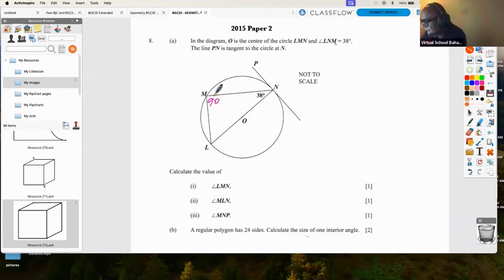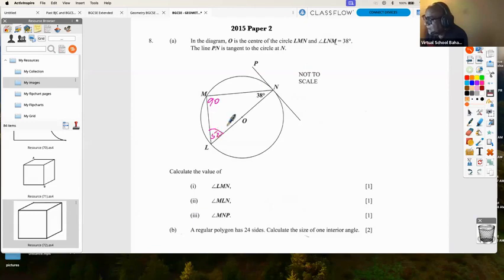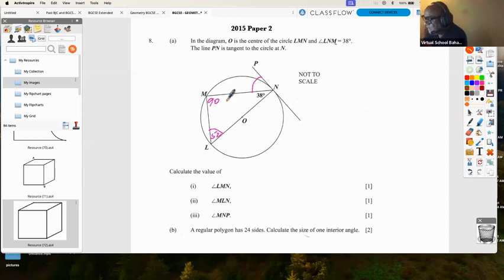They want MLN. That is simple. 52. That means 38 plus 90 is 128, and 180 minus that is 52, right? They want MNP. They want this one now. 52. Because this is the chord, this is the tangent. We draw the angle on the chord, and we see the angle that is formed up there is 52, so that is 52. And who knows how to do the last one?